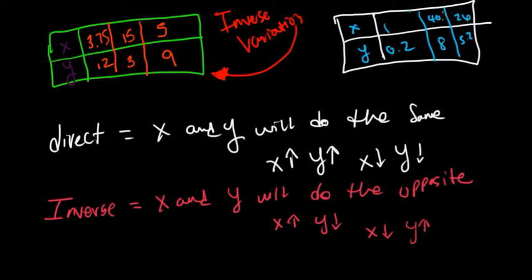Let's see. X increases to 40, from 1 to 40, that's an increase. Let's see what happens to Y. Y increases to 8. Perfect. So these are increases, they're doing the same. And from 40 to 26, that's a decrease, but 8 goes to 5.2, that's also a decrease. So they're still doing the same thing. When X decreases, Y also decreases, and from 1 to 40 and 0.2 to 8, that's an increase. So X and Y are both doing the same thing. So this would be a direct variation.